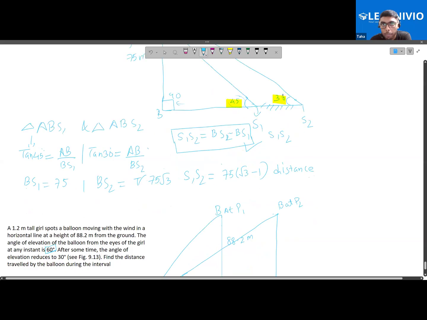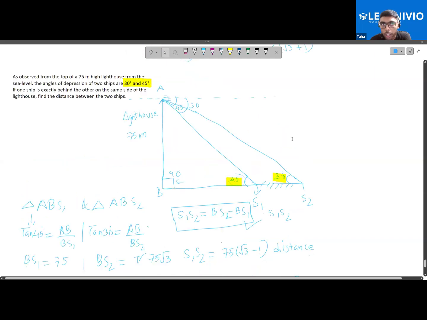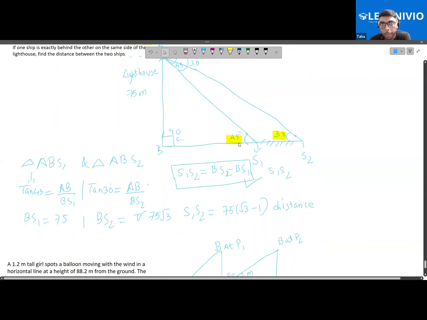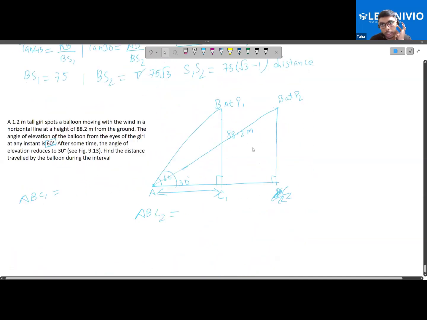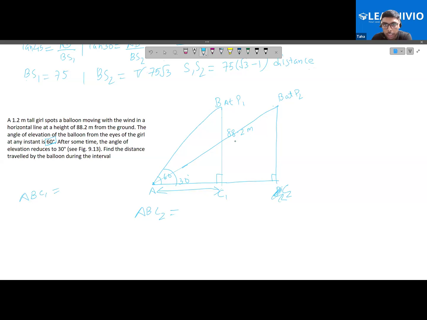Over here, the angle 30 degrees was farther away from 90 degrees. That is why in triangle ABS2 it was 30 degrees, and in ABS1 it is 45 degrees. Similarly, here in ABC1, 60 degrees because it is nearer to the angle, and farther away in ABC2, that is why 30 degrees. Okay, yeah, makes sense?